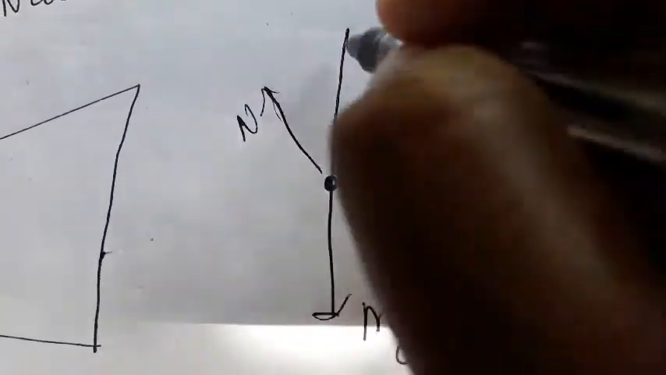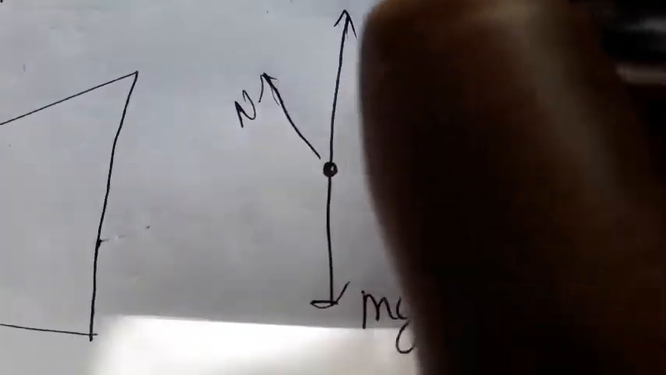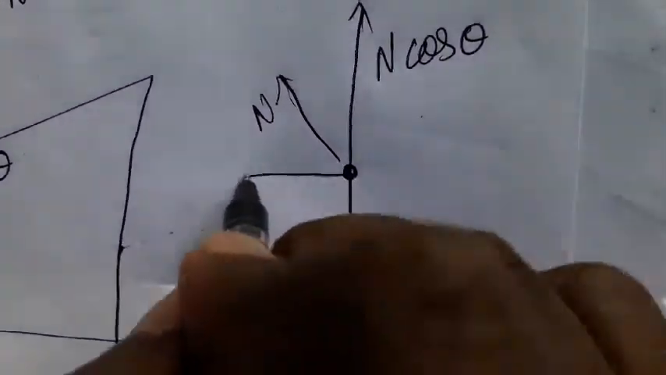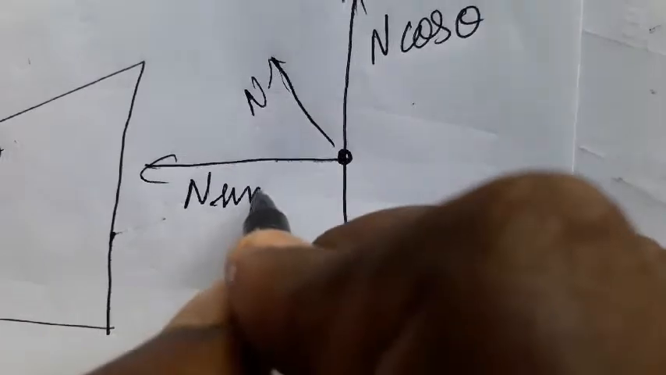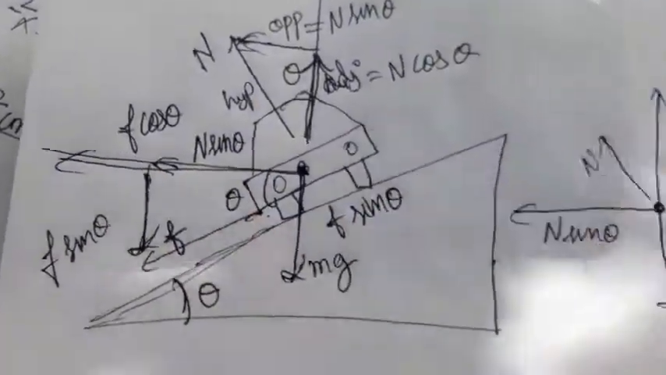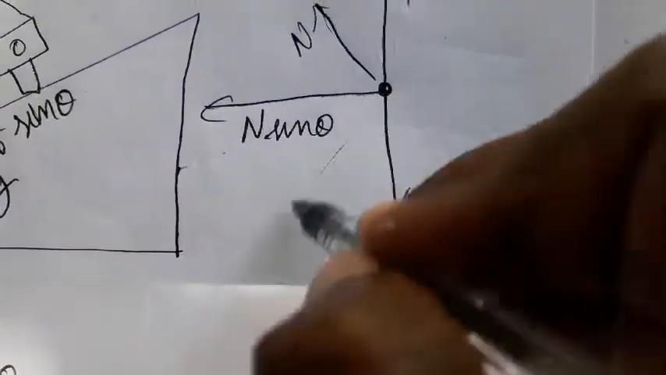Okay, that normal resolution came. This side is N cos theta, and this side is N sin theta. So in a single point I am bringing everything. Friction force is acting this side, thus that resolution will be f cos theta this side and f sin theta this side.